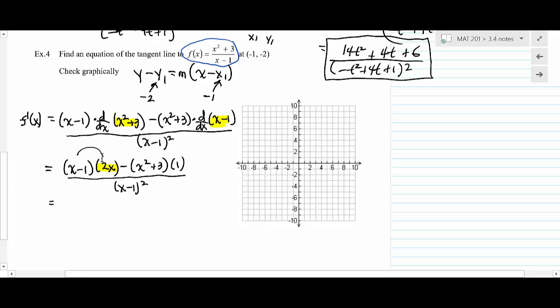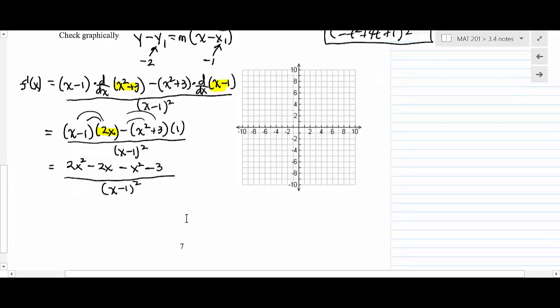Now I'm just going to carefully multiply this out. So I've got 2x to the second minus 2x. The minus has to distribute, so always be careful with that. That's minus x squared minus 3. And that's all over x minus 1 to the second like that. So that's how that's going to go together.